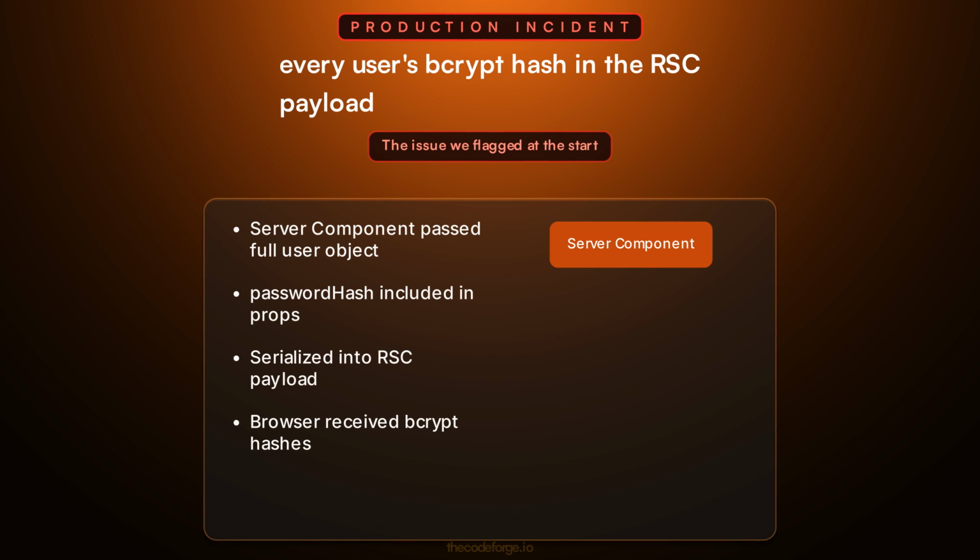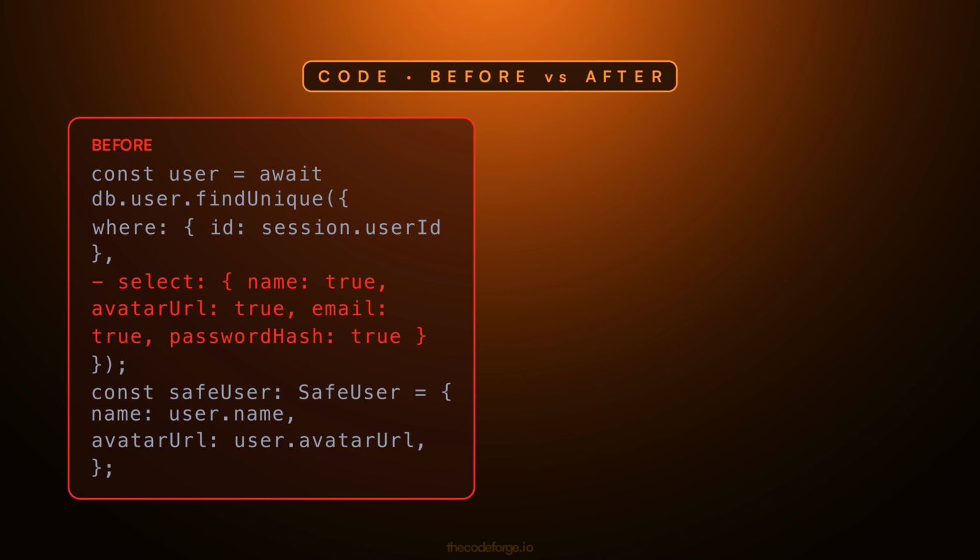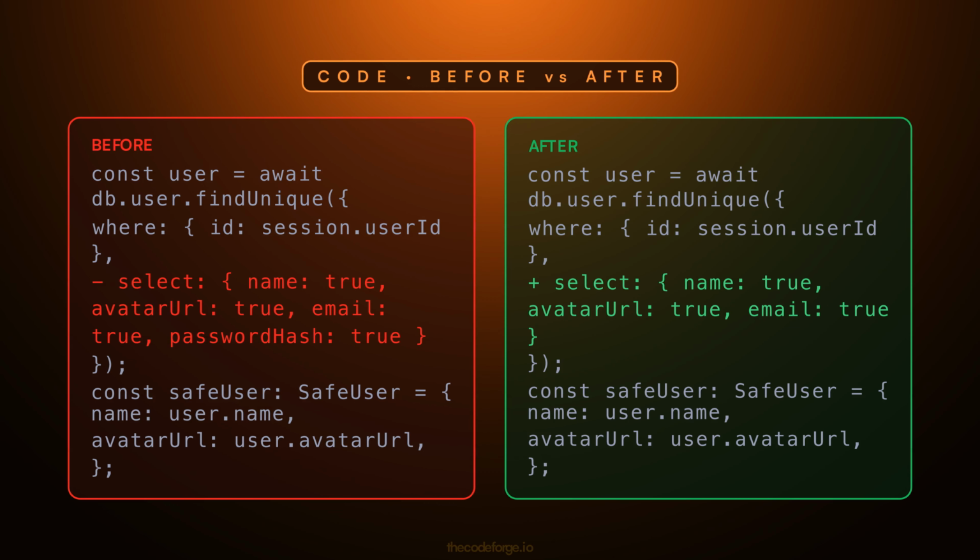This is the same issue we highlighted at the start. Here's exactly why that happened. A server component passed the entire user object, including password hash, as a prop to a client component. That prop was serialized into the RSC payload and sent to the browser. A server component passed the full DB user object, including password hash, as a prop to a client component, causing the password hash to be serialized into the browser's RSC payload.